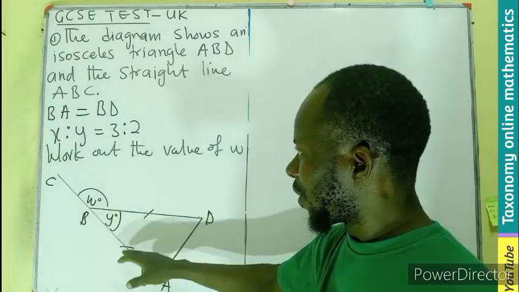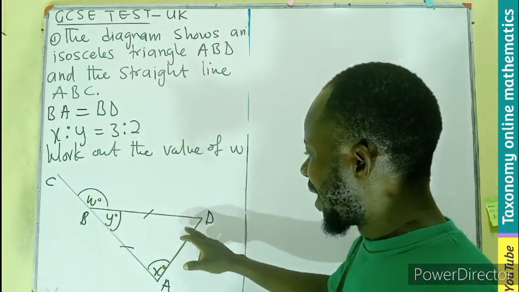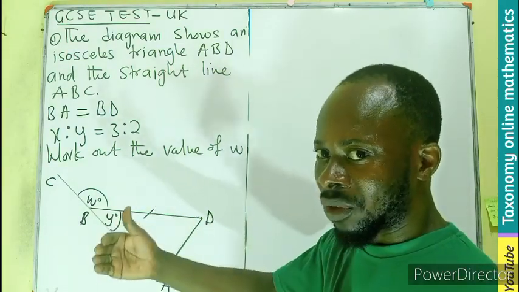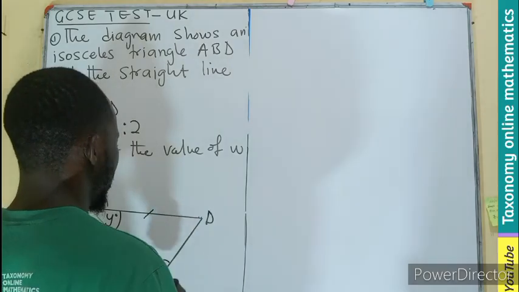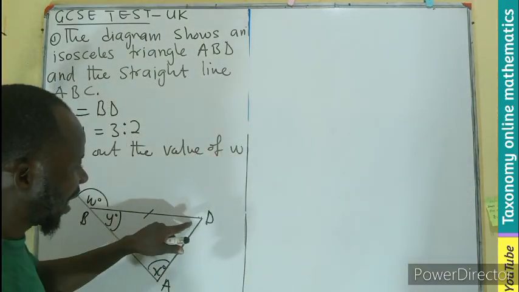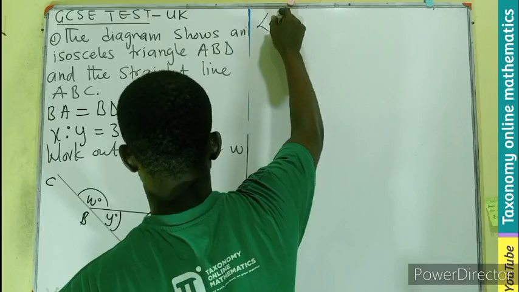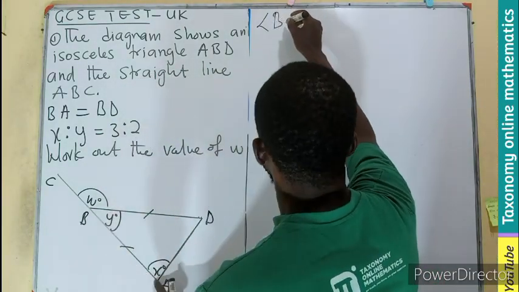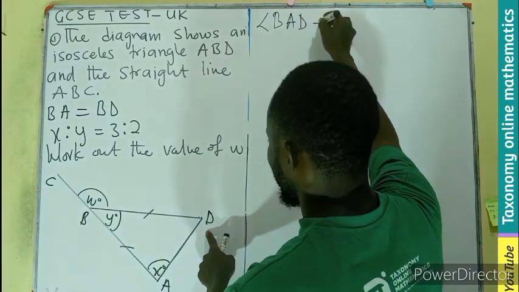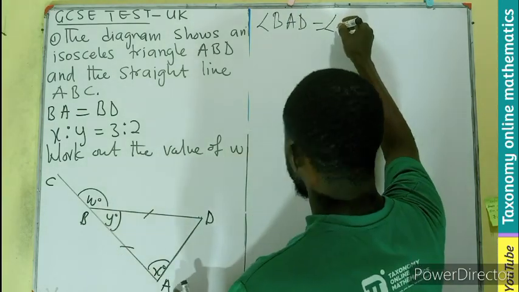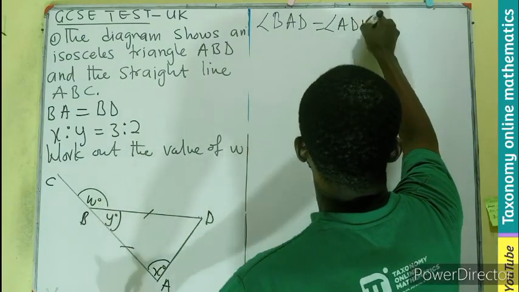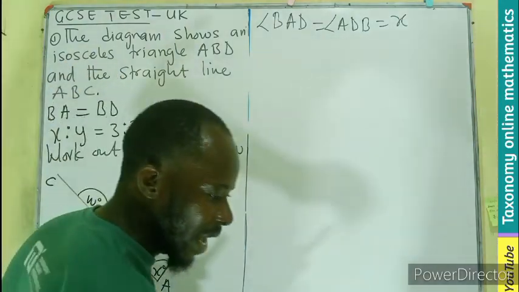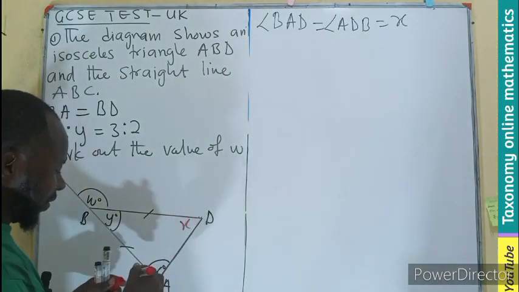But the marking, or the information here, shows that this angle is the same as this. That is the base angles of an isosceles triangle. So I can say that this angle, let's describe it, angle BAD is equal to the angle ADB, which is also equal to x. Meaning this right here will also be x.